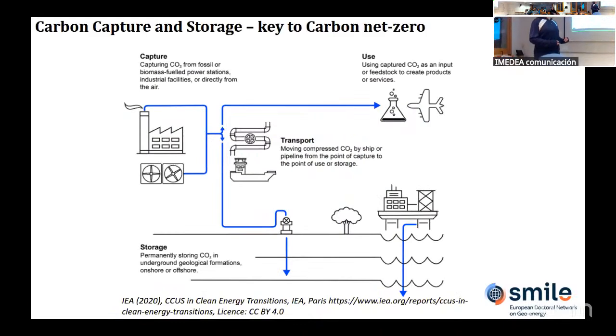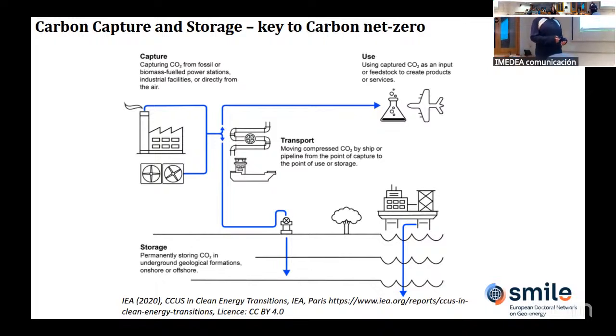So what is carbon capture and storage? The general idea is quite brief. We capture the CO2 from power stations or from industrial sources, compress the captured CO2 and transfer it by ship or by pipeline, and then store it permanently in underground geological formations. Sometimes part of the CO2 can also be utilized in other industrial productions or even energy projects.